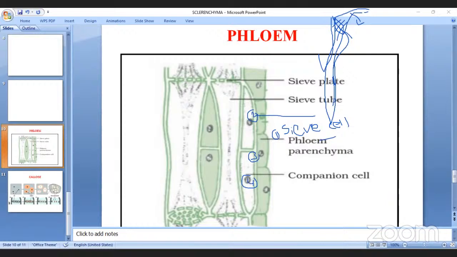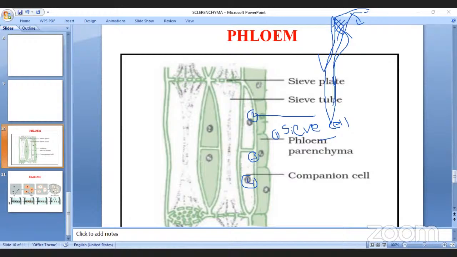Next, sieve tubes. The sieve tubes are similar to which cells in xylem? Tube-like structure in xylem? Not fibers. Tubes. Vessels, sir. Right, vessels. The same character.